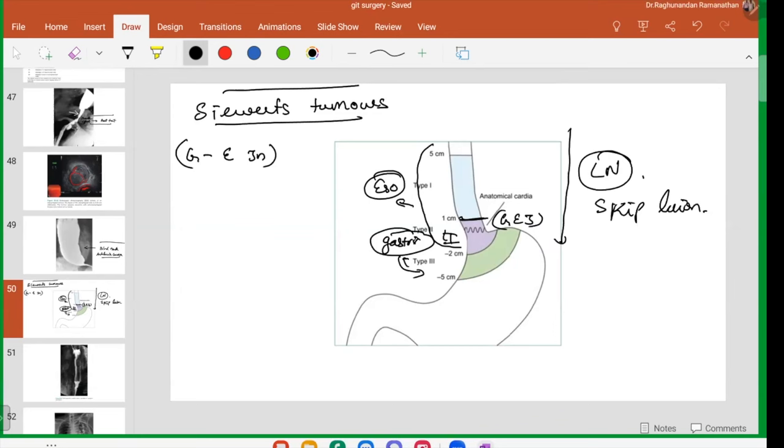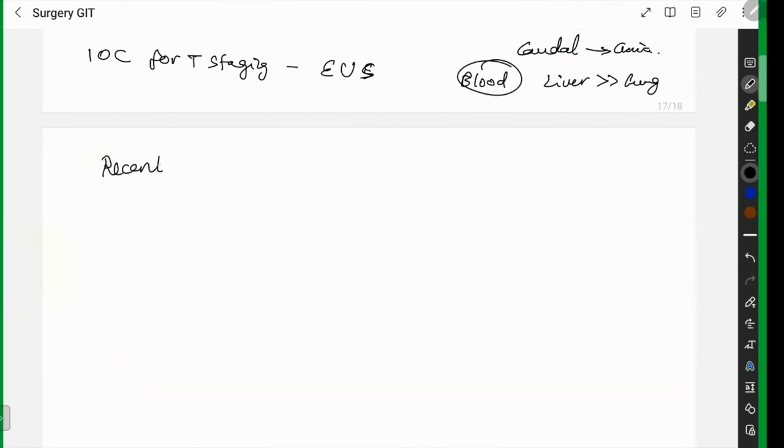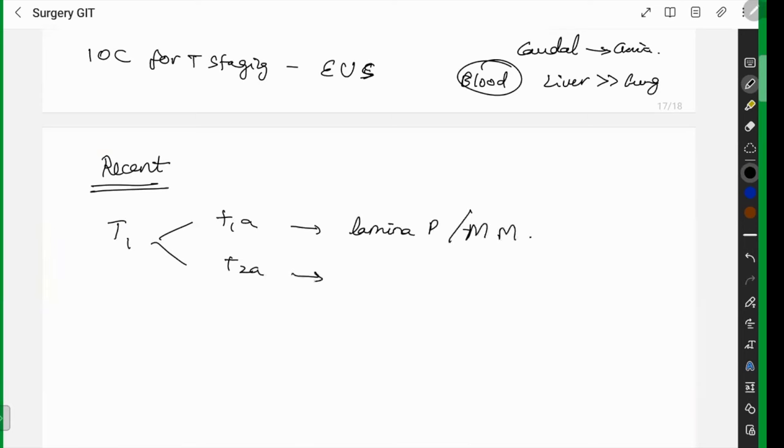And then management, I want to add the recent updates. So let's see the recent updates of Bailey. So T1, what we did is we categorized T1 into T1A and T1B. In your T staging, T1A is just lamina propria or muscularis mucosa. T1B is nothing but it invades submucosa.